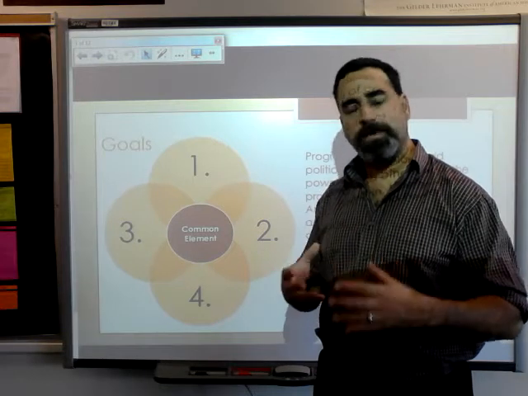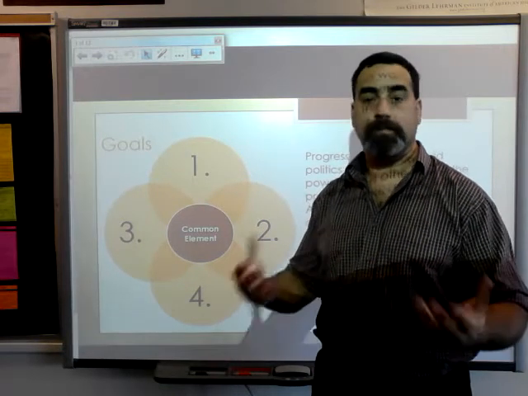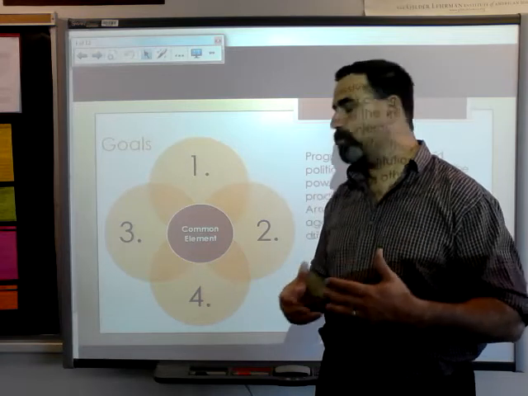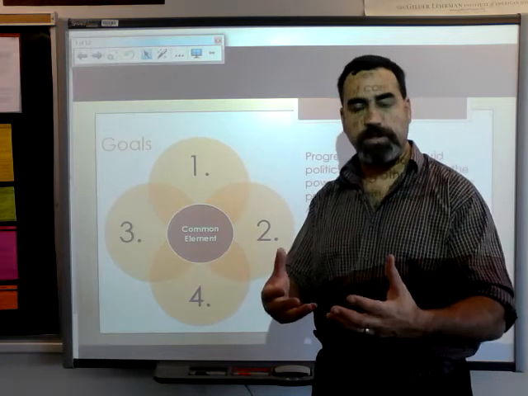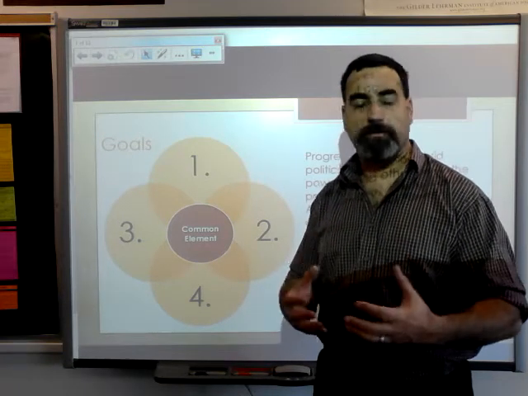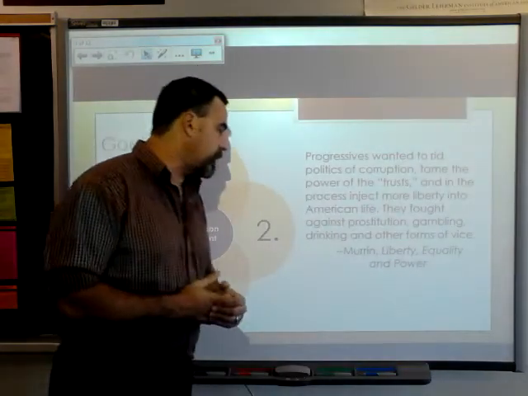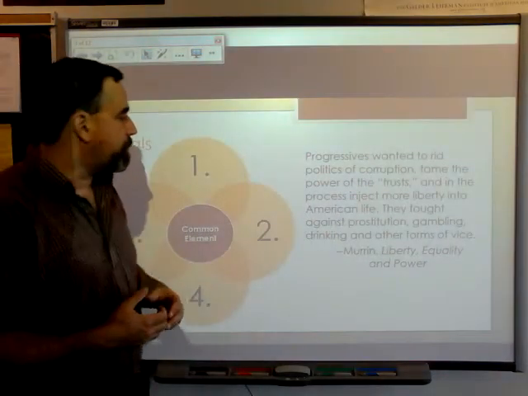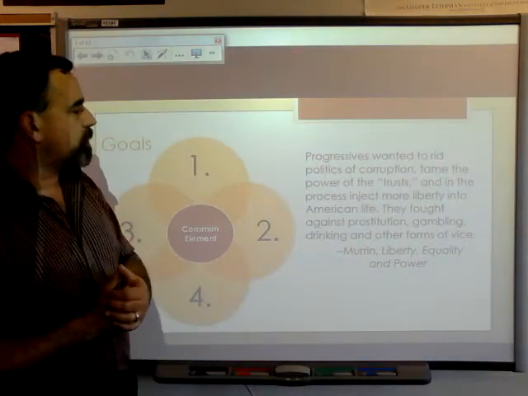That if the government really is a representative government, it should represent all of the people, and therefore the government should be pressured to include these reforms. They were looking for legal reforms and in some cases constitutional reforms. So according to the textbook Liberty, Equality, and Power by Morin et al., they summarized the progressives in this way.